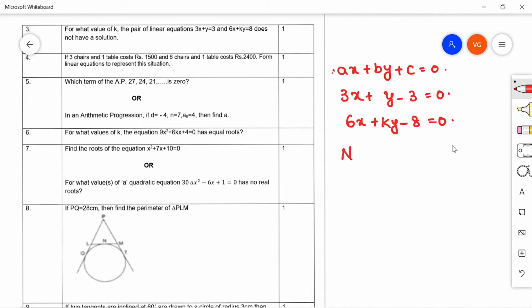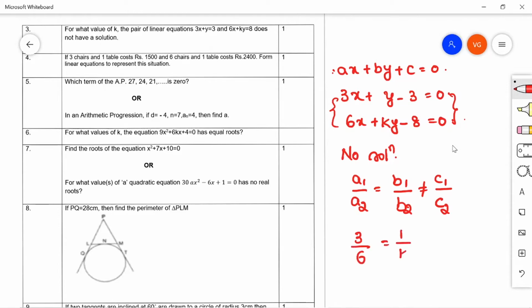The condition for no solution is a1 by a2 is equal to b1 by b2, but it should not be equal to c1 by c2. Now compare the two equations with the standard form to get the values of these coefficients. So writing 3 by 6 is equal to 1 by k, that should not be equal to minus 3 by minus 8. I am writing it as 3 by 8. So now compare this, and comparing them you have to get the value of k.